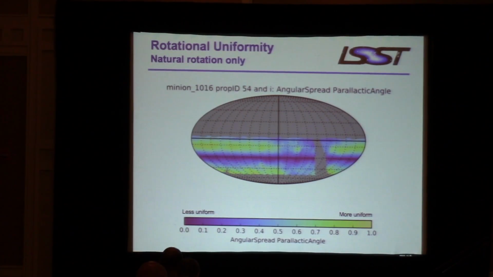And as you can see, the results we get out of minion are quite different here, and that's because rotating the camera has no effect on what the parallactic angle of the observation is. So there are fewer degrees of freedom to help increase the uniformity.